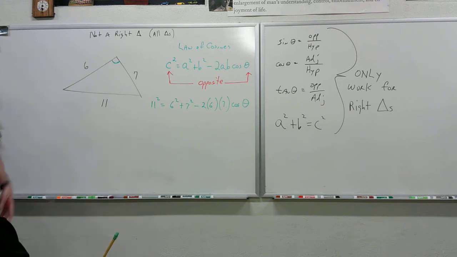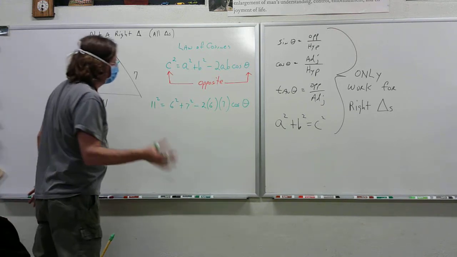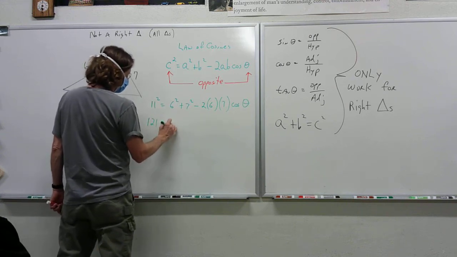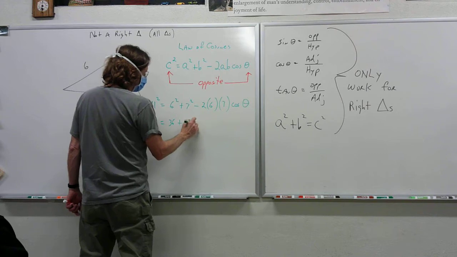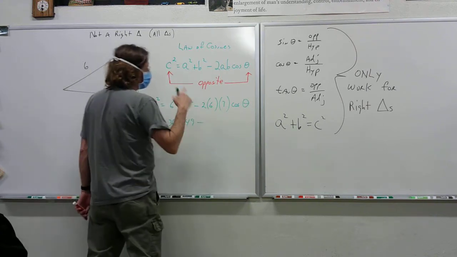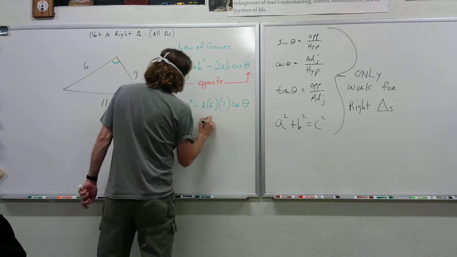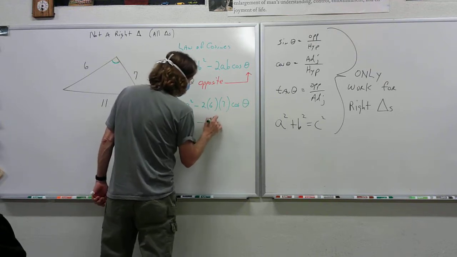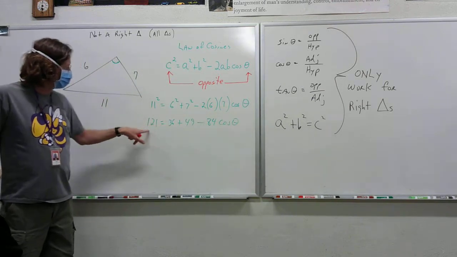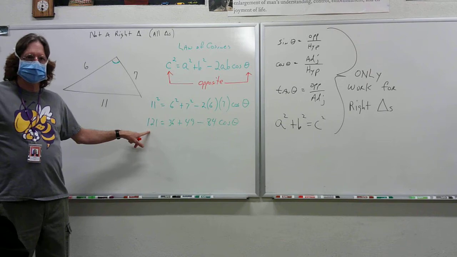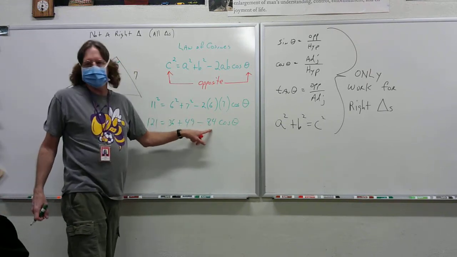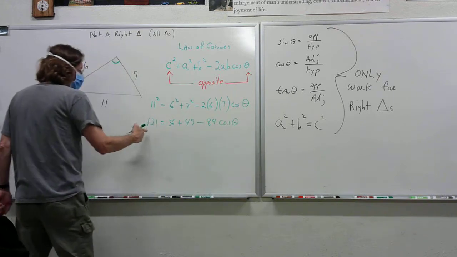Now, some of y'all get your calculators out and do a little too much too fast. That's going to be 121 equals 36 plus 49 minus 6 times 7 is 42, times 2, 84 cosine theta. Now, do you agree you're going to subtract both of these from the 121? Don't subtract it. The 84 is multiplied by that, so that's where some people make a mistake.